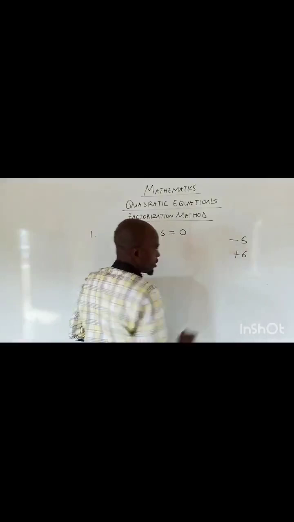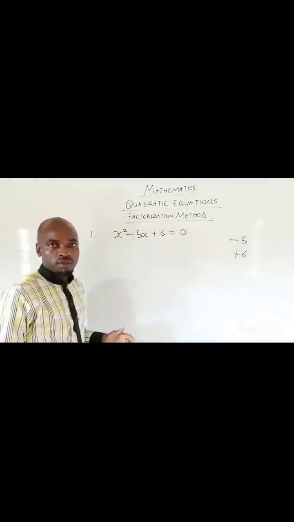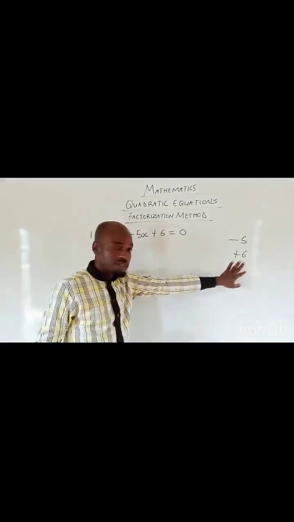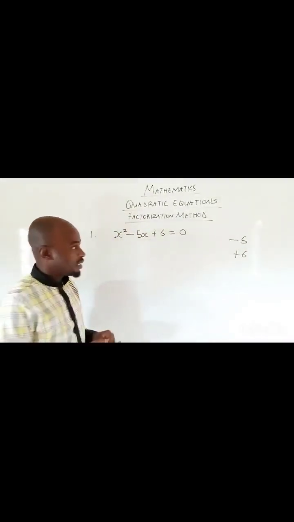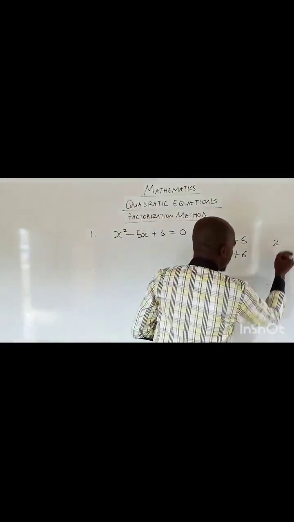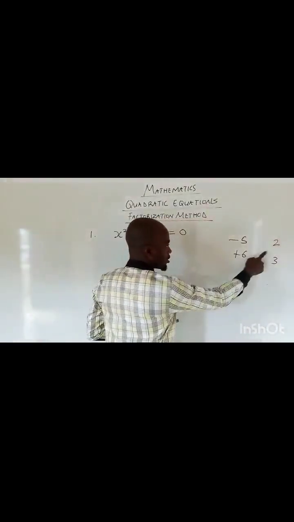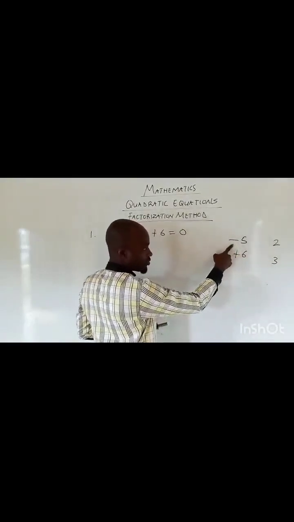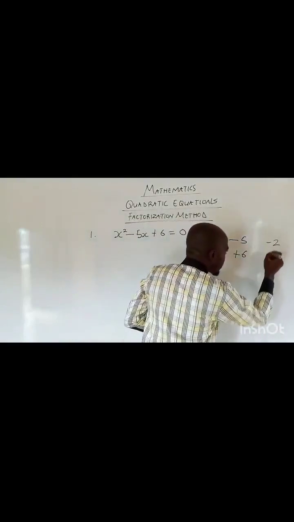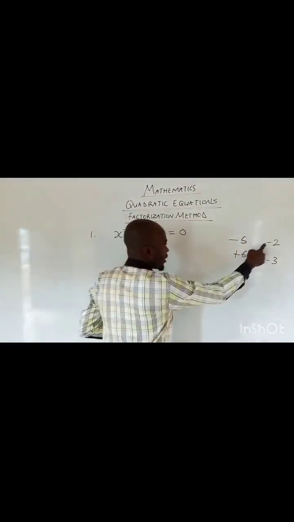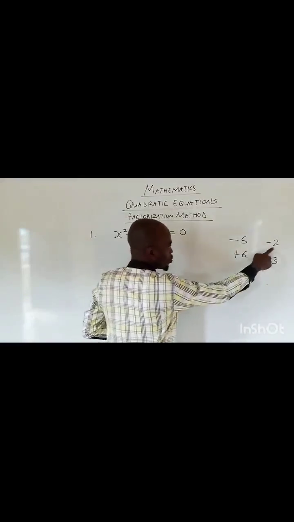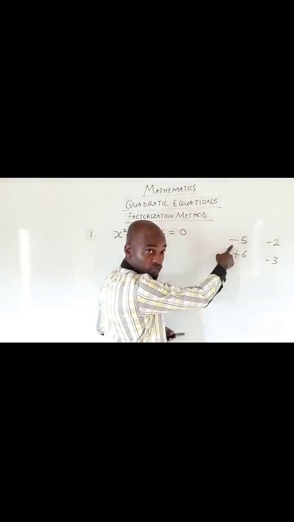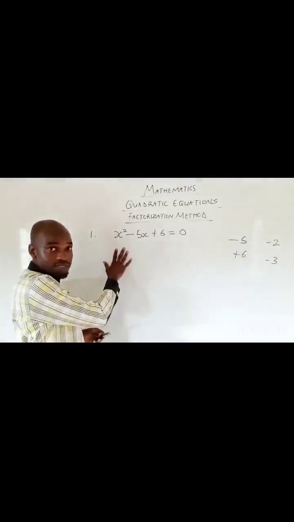Now we are going to look for two numbers. We call them the factors of 6. That one will multiply to give plus 6, and the other will add to give minus 5. Now let's consider 2 and 3. 2 times 3 will give you 6. Then minus 2 minus 3 will give you minus 5. So all I have to do is add the negative sign. Minus times minus, plus 2 times 3, is 6. Minus 2 minus 3 now becomes minus 5. But if you look at the expression, it's in x.